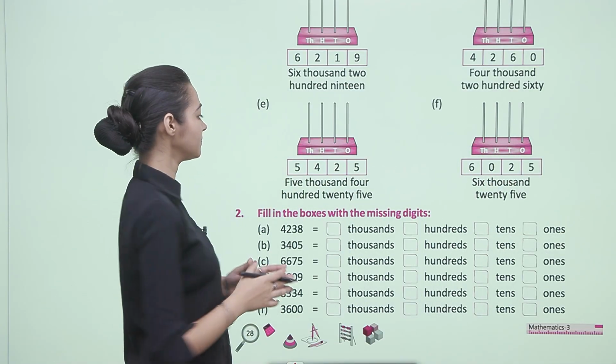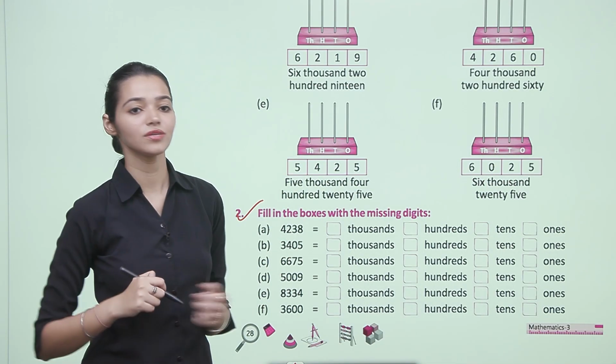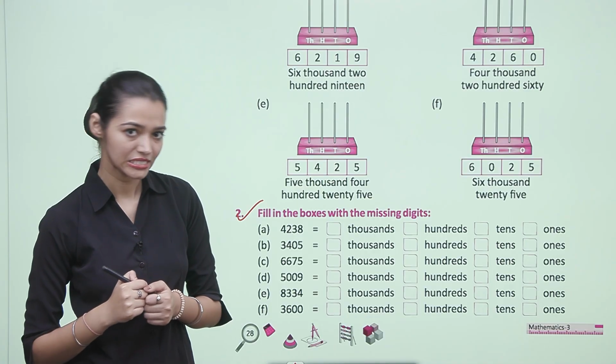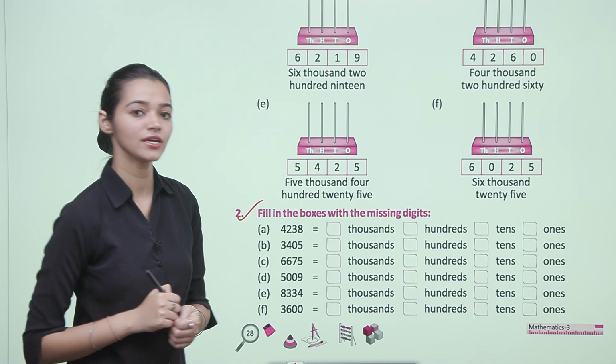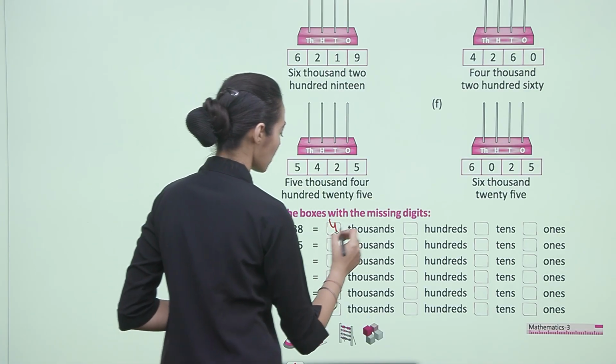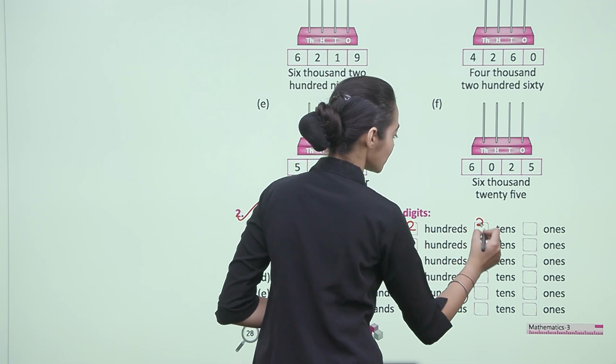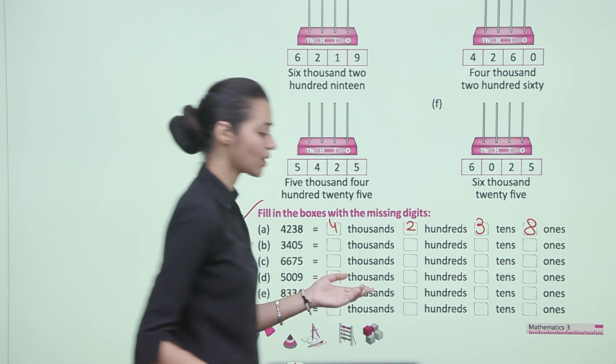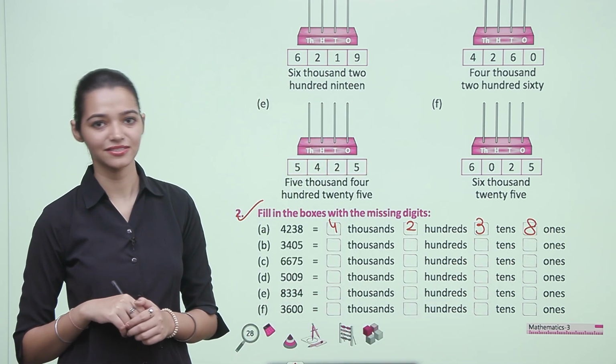Now in the next one, we have to fill the missing boxes with the missing digits. So the first one will be 4200, 3 tens and 8 ones. That's how we have to complete the remaining missing digits.